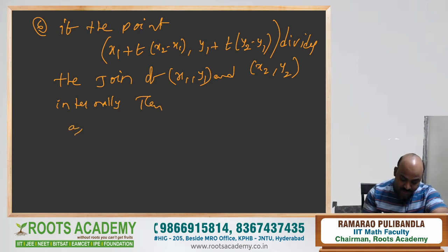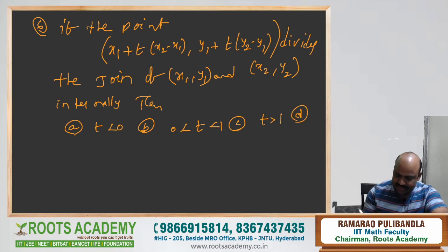Then option A, t is less than 0. Option B, 0 less than t less than 1. Option C, t is greater than 1. And option D, t is equal to 1.